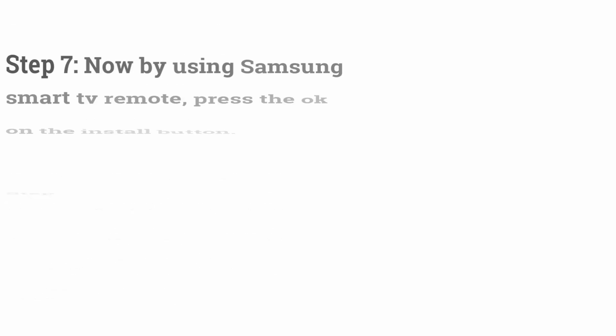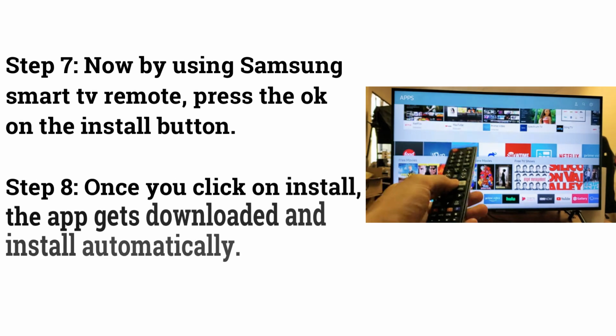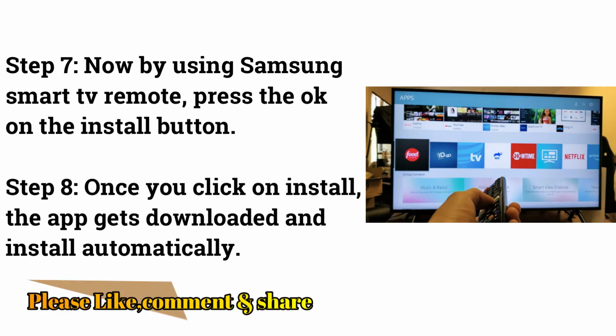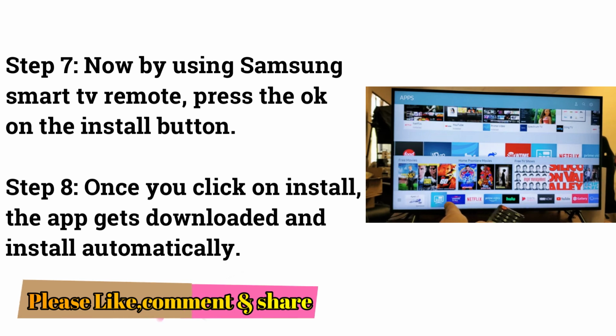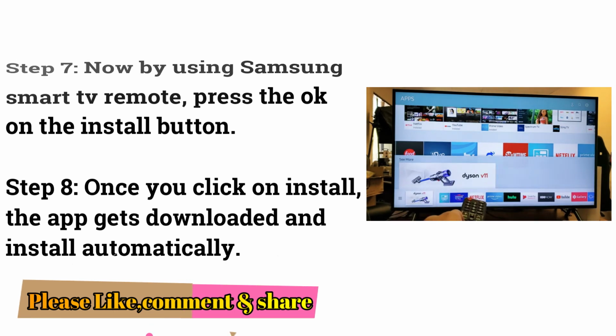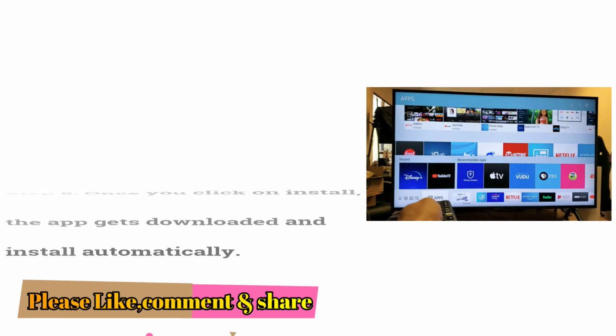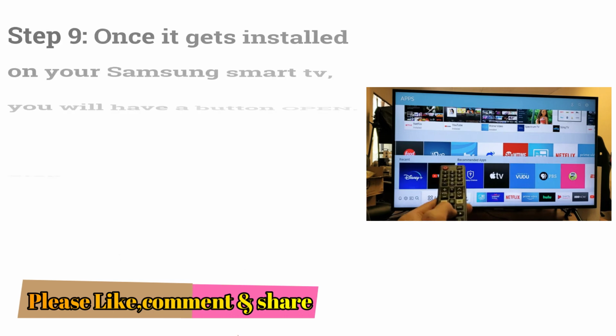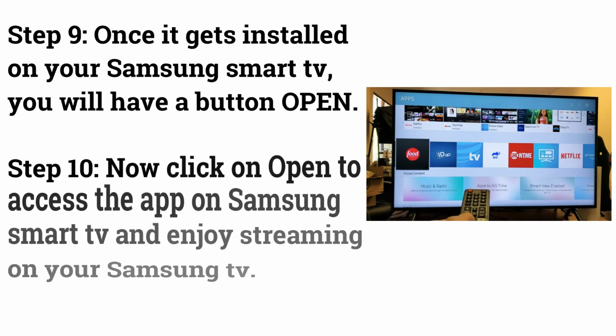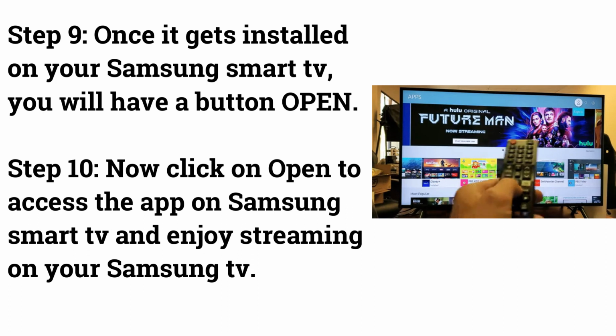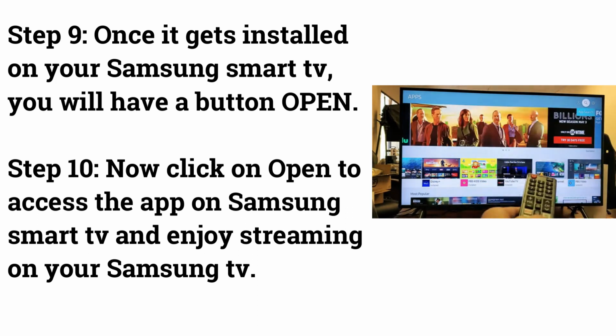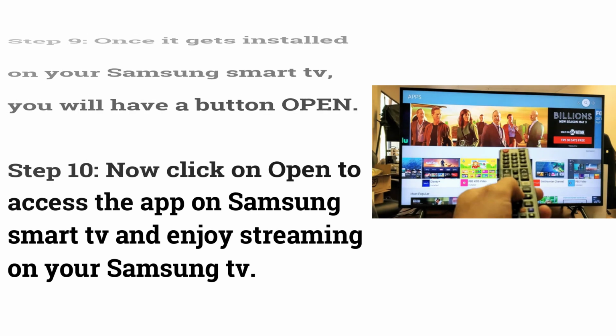Step 7. Now, using the Samsung Smart TV remote, press OK on the Install button. Step 8. Once you click on Install, the app gets downloaded and installed automatically. Step 9. Once it gets installed on your Samsung Smart TV, you will have an Open button. Step 10. Now click on Open to access the app on Samsung Smart TV and enjoy streaming on your Samsung TV.